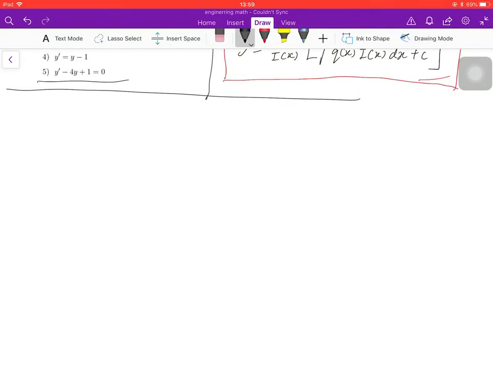Okay, now we see question number 5. y' - 4y + 1 = 0. Okay, then we write it in the standard form: y' - 4y = -1. Okay, identify what is the p(x). p(x) here is -4, and then q(x) = -1.